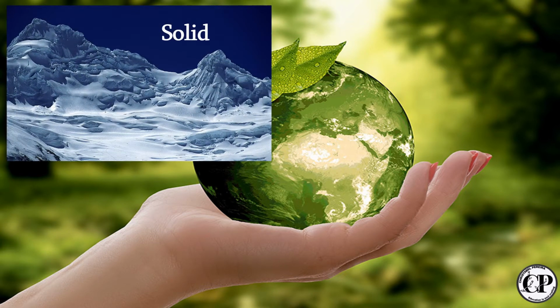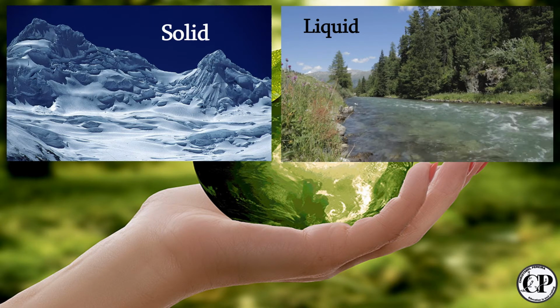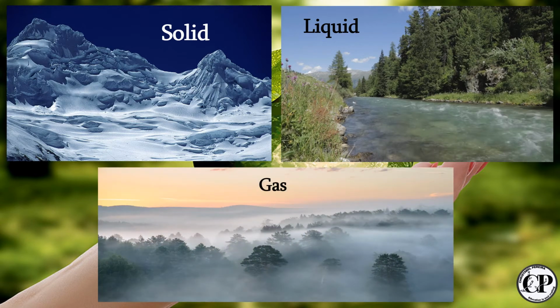Solid ice is found in glaciers, snow, and at the North and South poles. Liquid water is found in Earth's oceans, rivers, lakes, streams, and even in the soil and underground. Water vapor, a gas, is found in Earth's atmosphere. So how does water travel from a glacier to the ocean to a cloud? That's where the water cycle comes in.